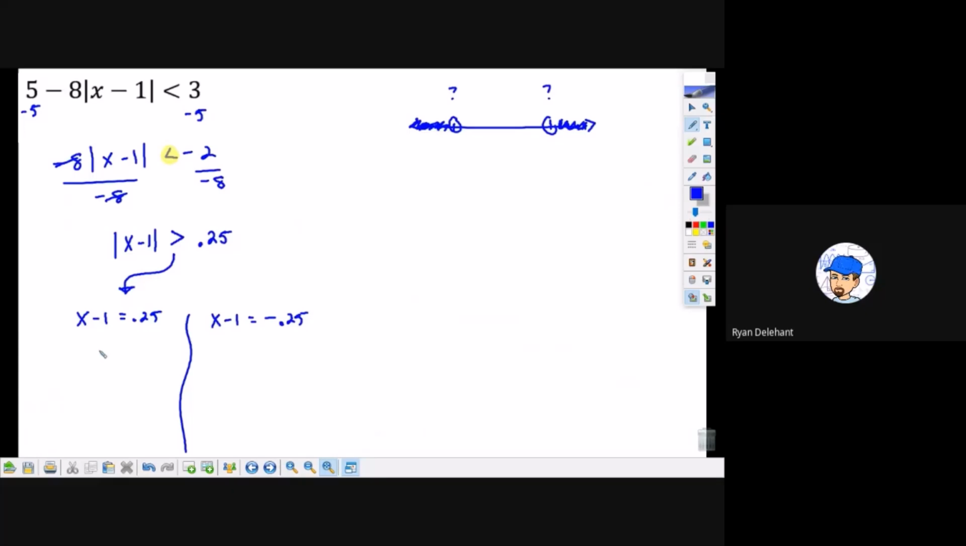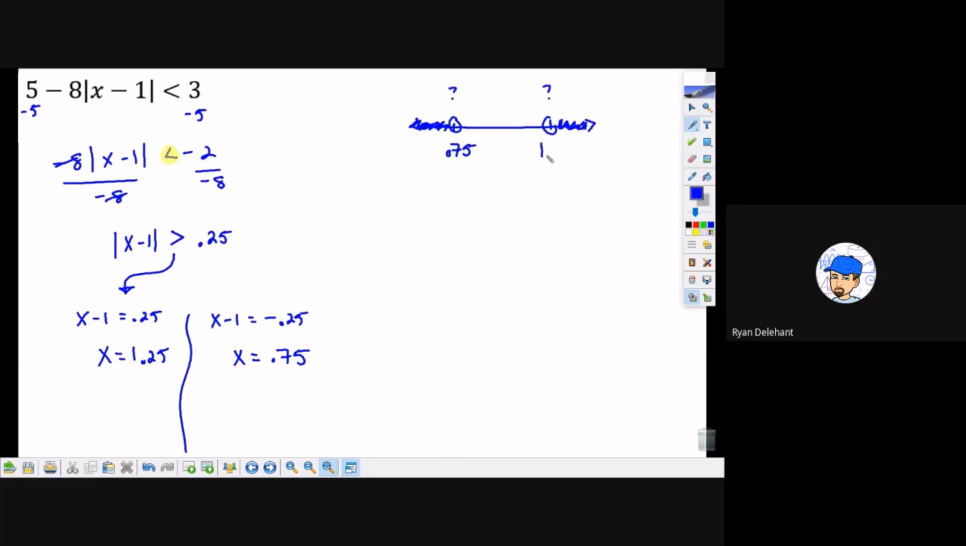So we're going to add the 1. So this one is 1.25. And we're going to add the 1, and this one is 0.75. Which number goes first on the number line, 0.75 or 1.25? 0.75.